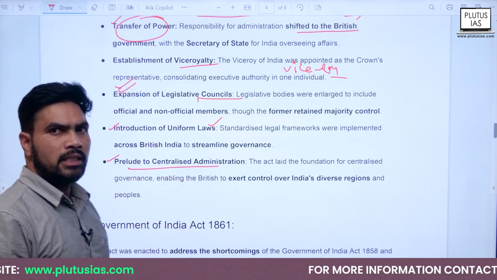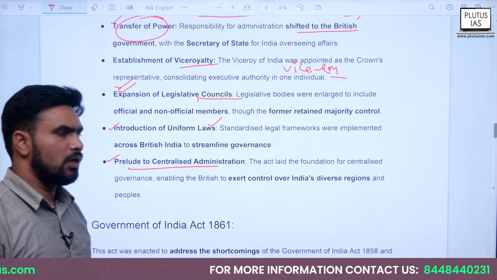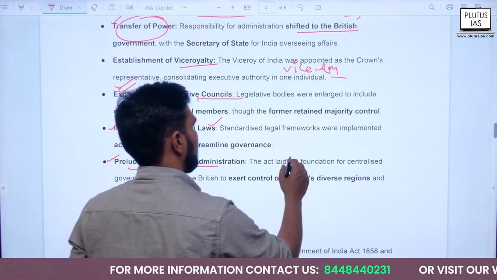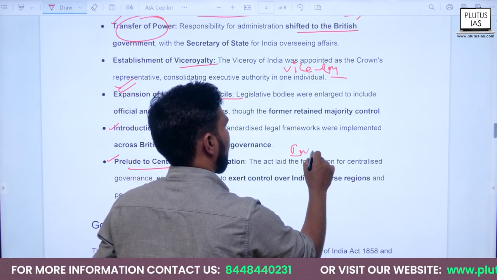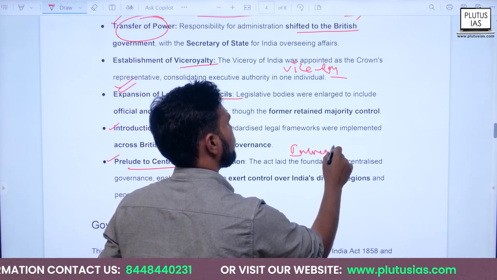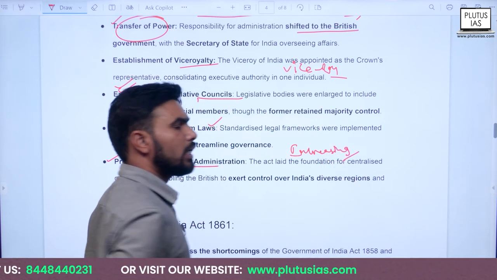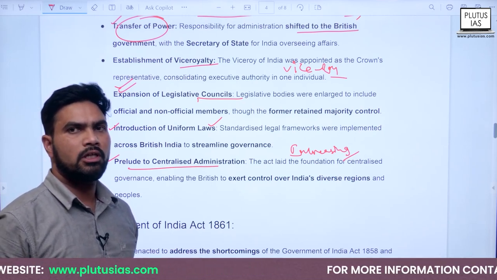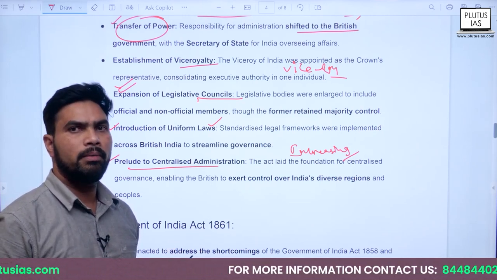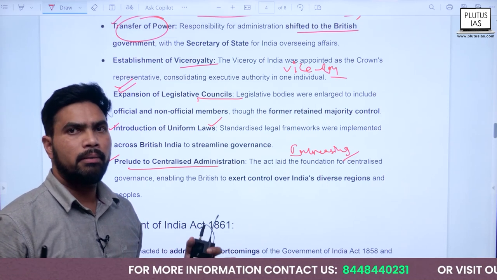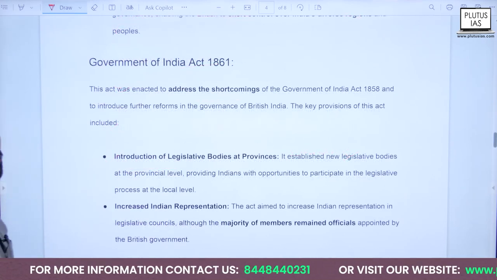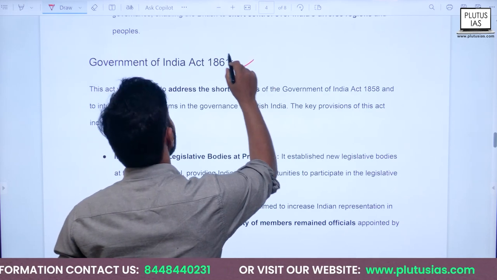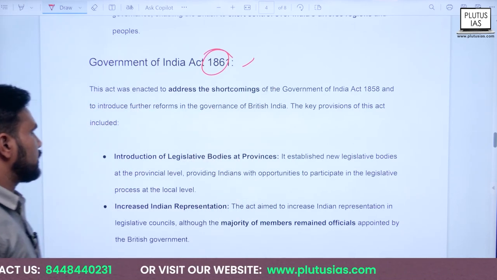Prelude to centralized administration. As I told, the power is increasingly being concentrated in the Governor General. More and more powers have been given to him to control India in a better way. So the next important act is the Government of India Act of 1861.